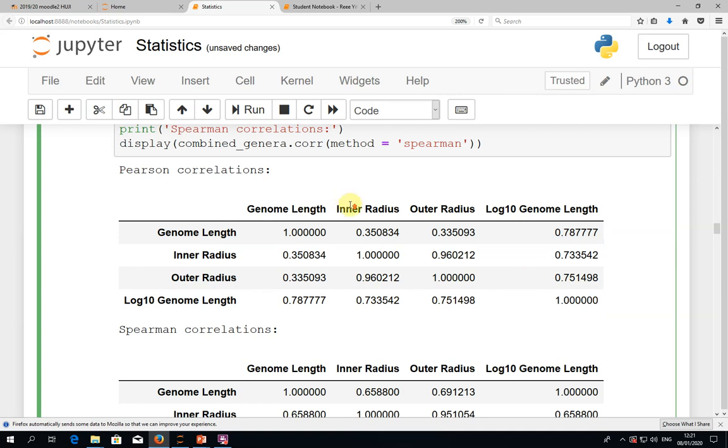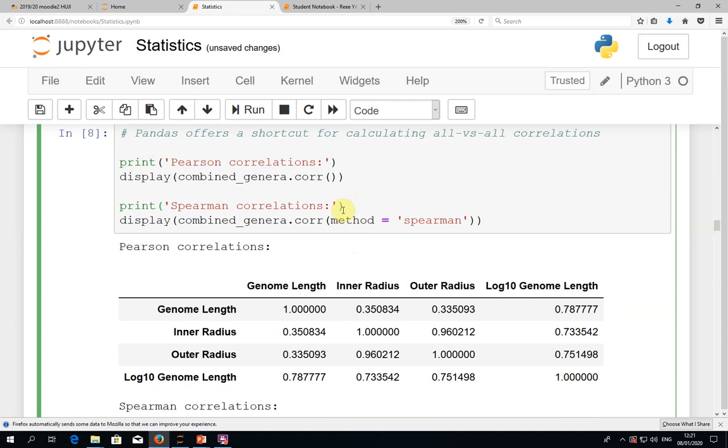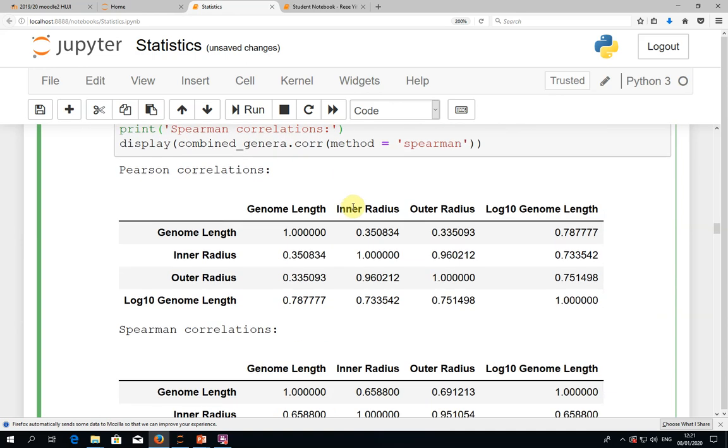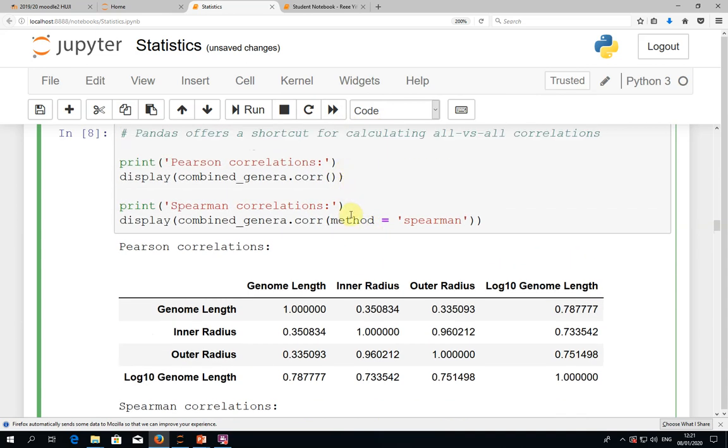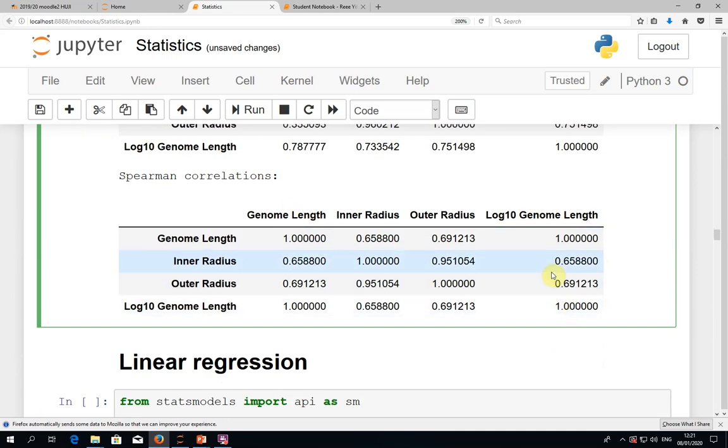It does not give you the p-value. No, it doesn't give the p-value, just the coefficients. Maybe it does have an option, I'm not sure. And you can also specify different methods. So by default, it will be the Pearson correlation, but if you give it a Spearman correlation, you can see you get somewhat different values. And for example, unsurprisingly, you can see that the genome length has a perfect Spearman's correlation with the log 10 of genome length, because again, it keeps the ranking.